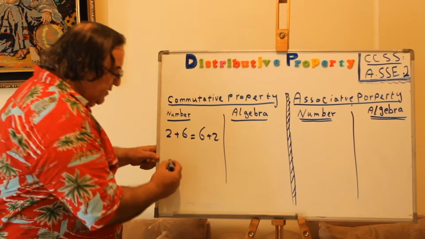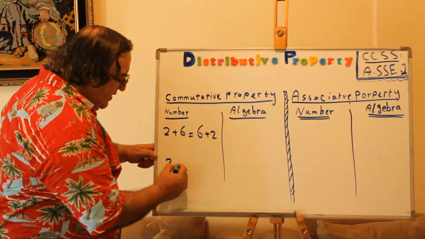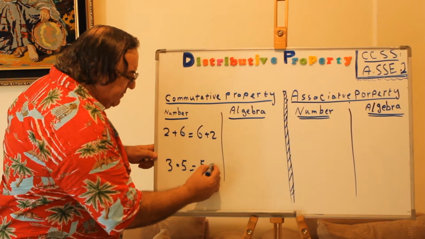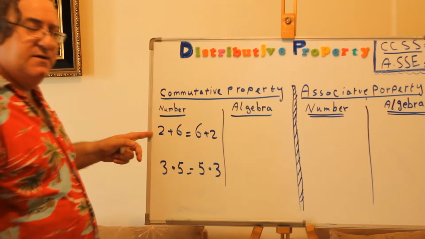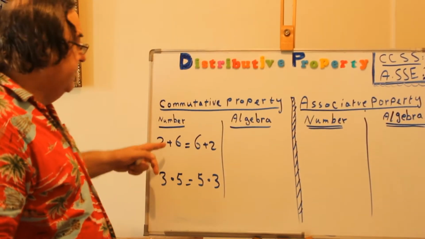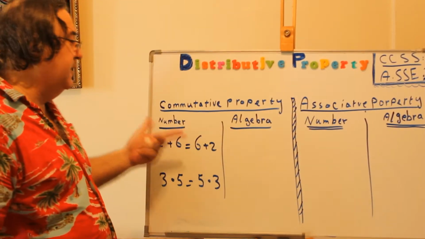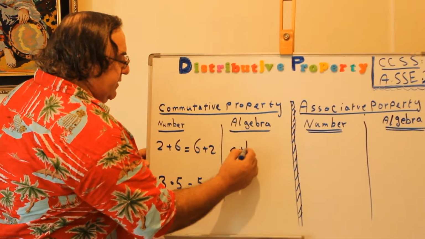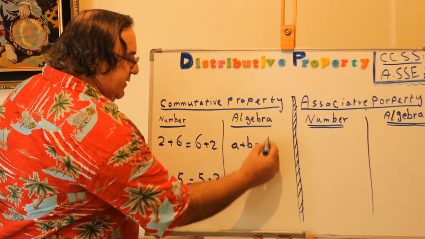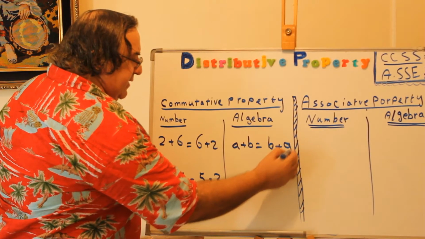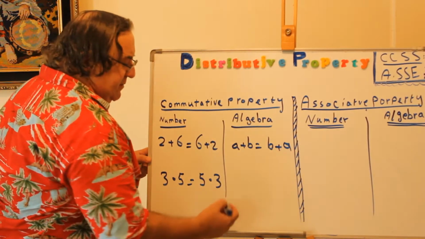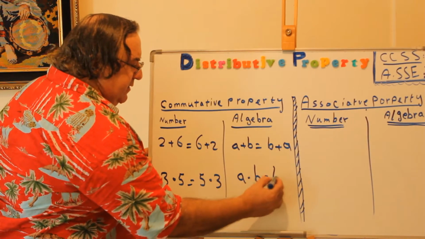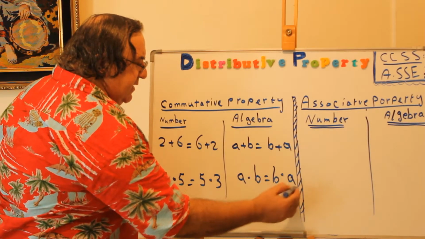Or 3 times 5 equals 5 times 3. So whether in adding or multiplying, the value is the same. So for the commutative property in algebra, we say A plus B is equal also to B plus A. Or in multiplying, A times B equals B times A.